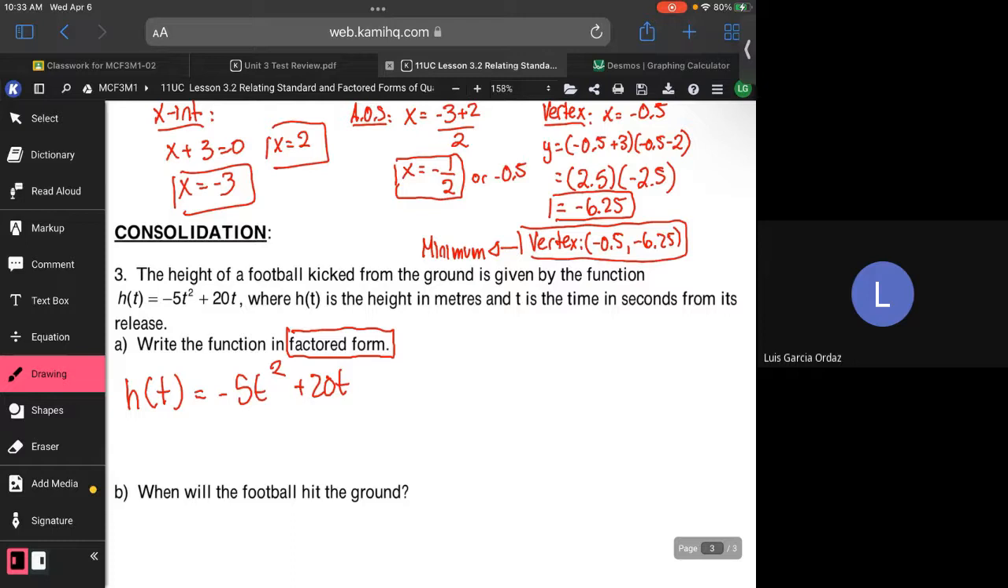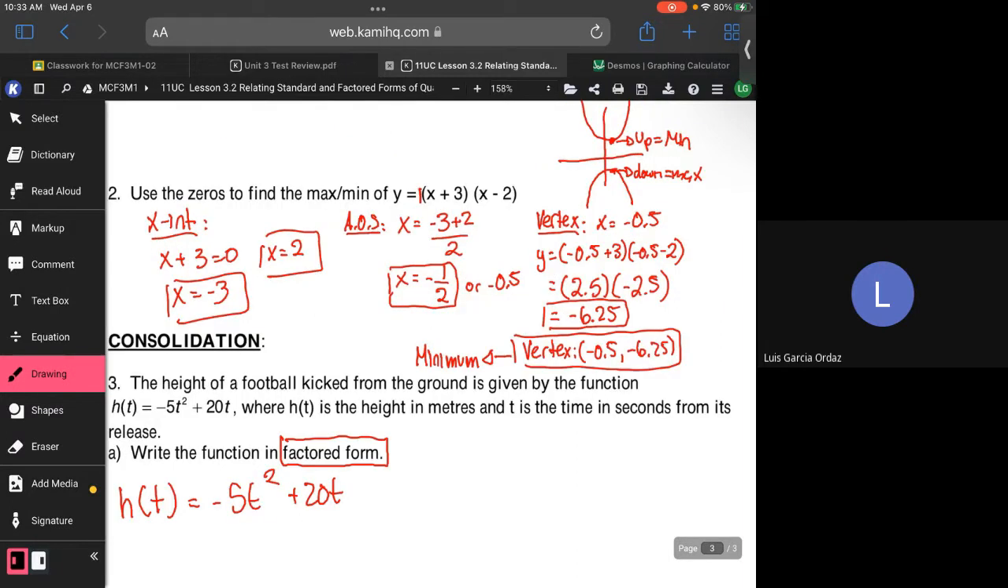You had a question, Cynthia? I was still on the previous question. I don't know if it's minimum or maximum again. So if your a value is positive, like over here, because there's no number, it's automatically assumed to be positive 1. That means my graph opens up and I have a minimum. If it was a negative number, that means it's a maximum because my graph is opening downwards.